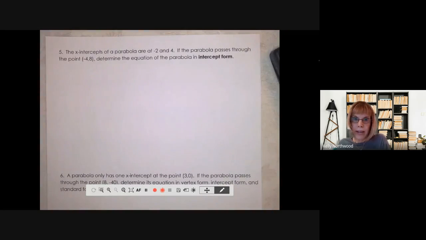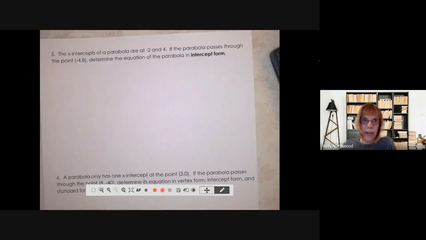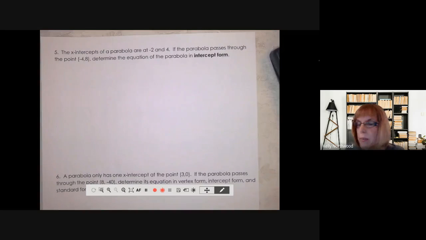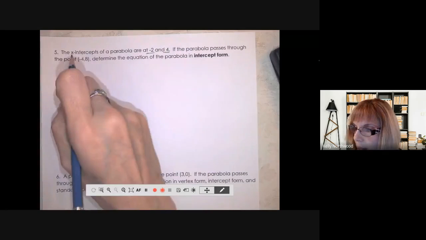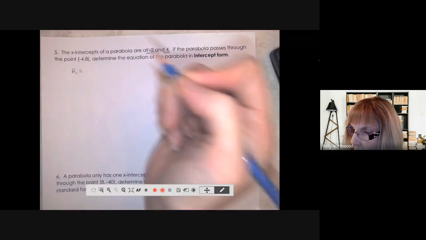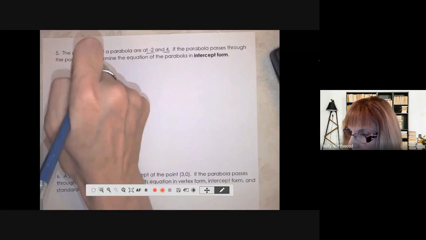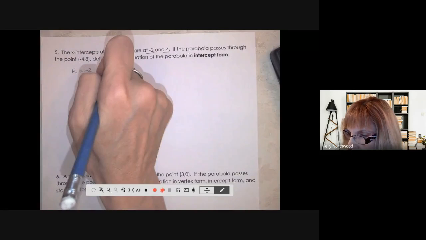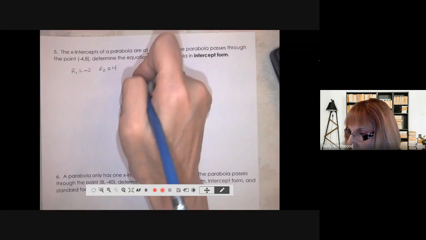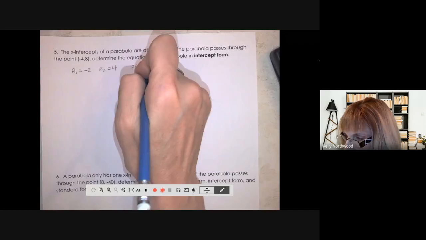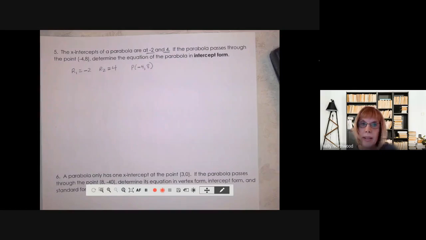Okay. Next one, we're not given a graph. So the x-intercepts of a parabola are at -2 and 4. So that means I'm given one x-intercept is at -2 and one x-intercept is at 4. If the parabola passes through the point -4, 8, so we also know the point -4, 8 is on the parabola, determine the equation of the parabola in intercept form.